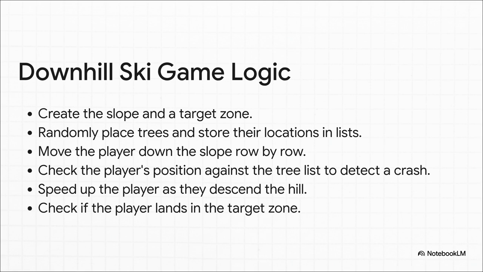You create a slope, you put down a bunch of trees randomly, and you store their locations in lists, just like our containers. Then you just move the player down the hill, row by row, and at each step you check if their spot matches a tree's spot. If it does, crash. It's an amazing example of how simple rules create complex, fun experiences.